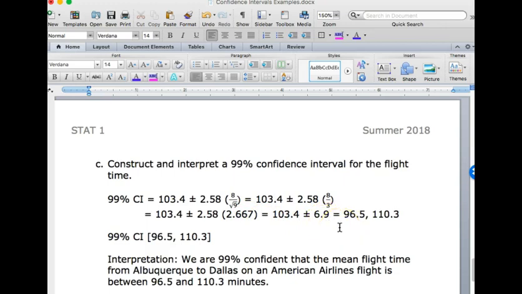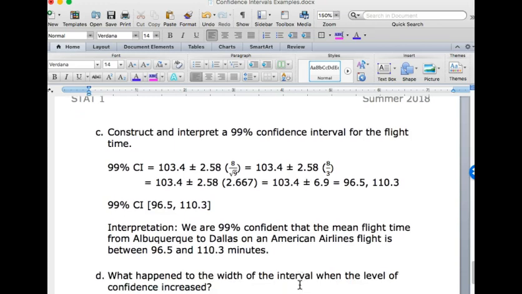So I always do the lower bound first, so subtract the two numbers first. We get 96.5, and then we add the 2 for the upper bound, and it gives us 110.3. So our 99% confidence interval is 96.5 to 110.3. The interpretation, we are 99% confident that the mean flight time from Albuquerque to Dallas on an American Airlines flight is between 96.5 and 110.3 minutes.